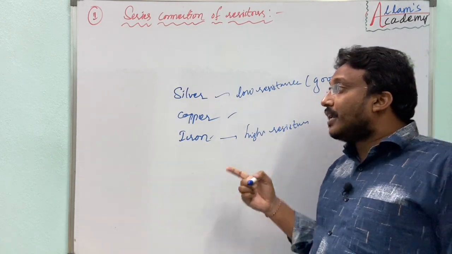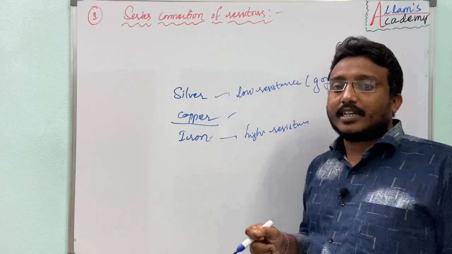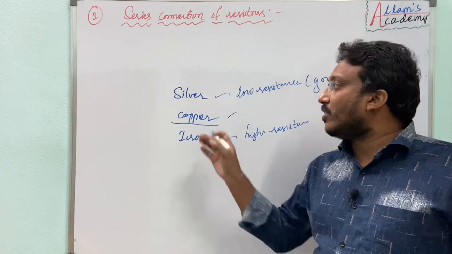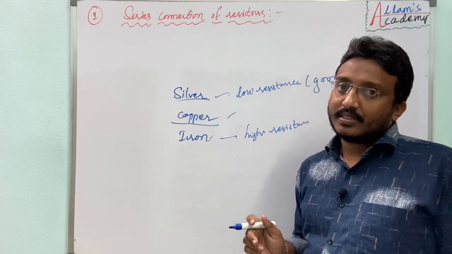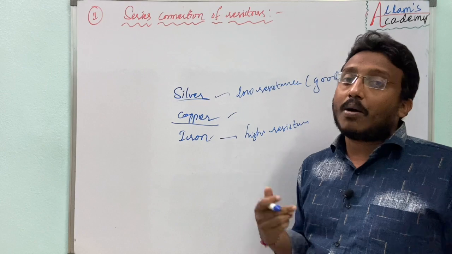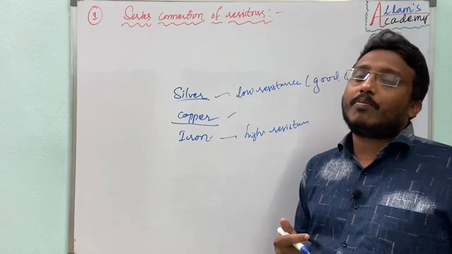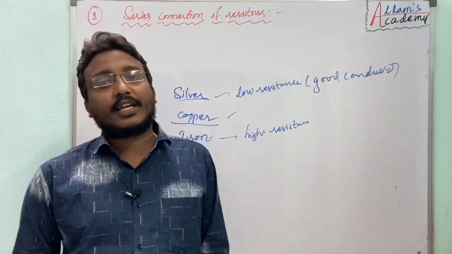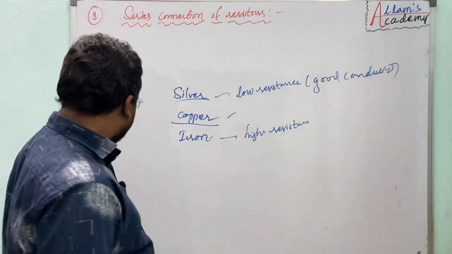But in electric circuits, we use copper itself. Actually, silver has the lower resistance, but we use copper in circuits. In our household electric circuits, we are using copper. Why? Because silver is the costliest one. Very simple thing. Okay, is this right?